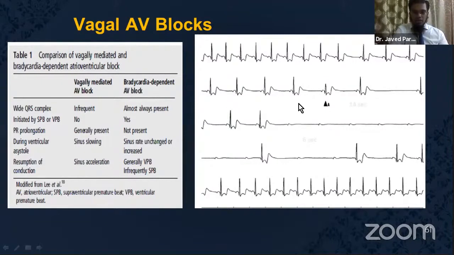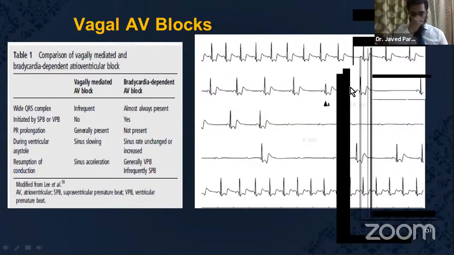Now, this is again an ILR trace, from a Holter trace, from a patient who had vagally mediated AV block. In this patient, he was having recurrent symptoms. As you can see, there is sinus tachycardia with 1:1 AV conduction. Then there is sinus bradycardia, still 1:1 AV conduction. And then there is a prolonged high grade AV block preceded by sinus bradycardia, and sinus bradycardia is continuing there. But as sinus rate begins to accelerate, there is resumption of 1:1 conduction.